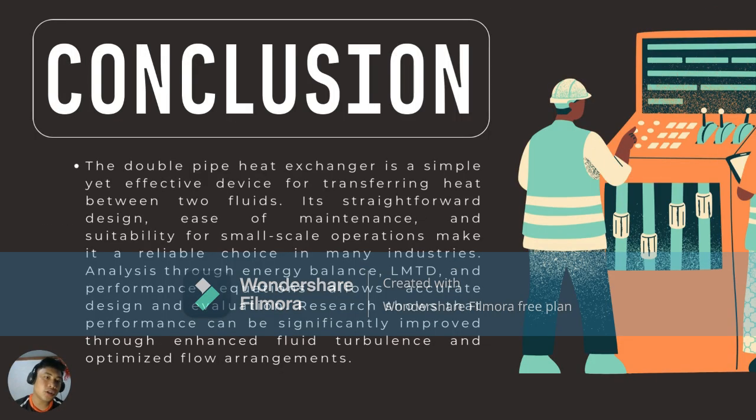So here is the conclusion. The double pipe heat exchanger is a simple yet effective device for transferring heat between two fluids. Its straightforward design, ease of maintenance, and suitability for small scale operation make it a reliable choice in many industries. Analyzed through energy balance, LMTD, and performance equations, it allows accurate design and evaluation. Research shows that the performance can be significantly improved through enhanced fluid turbulence and optimized fluid arrangement.